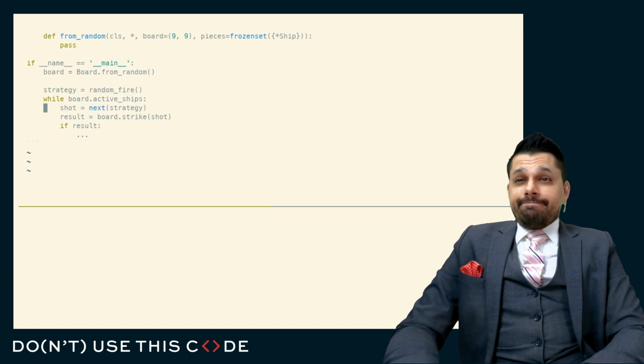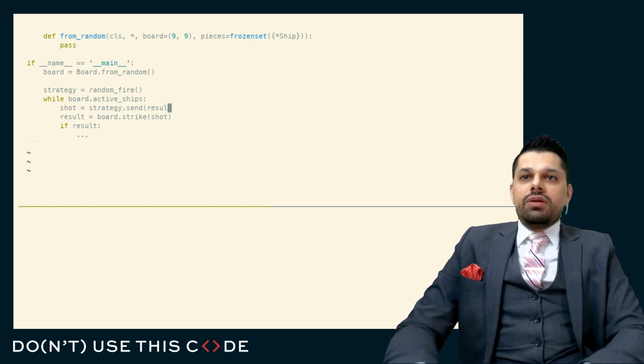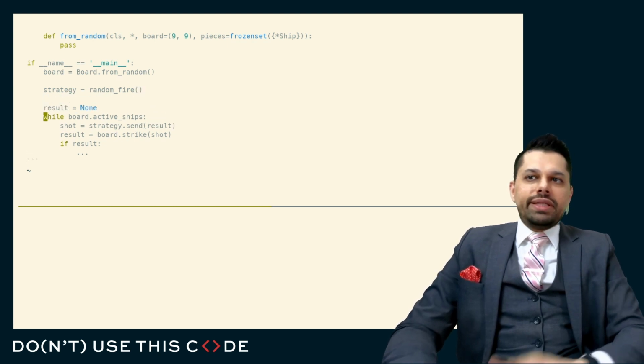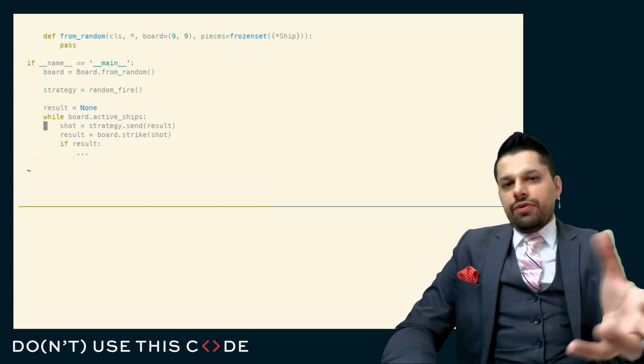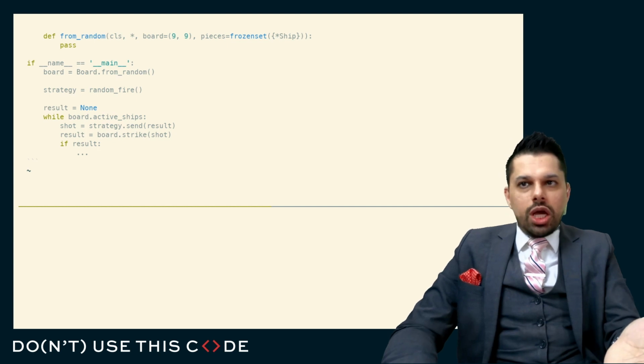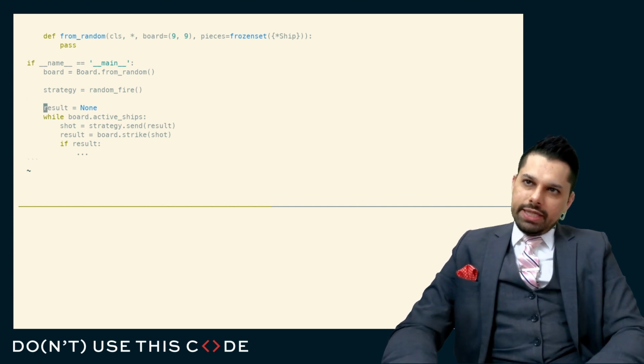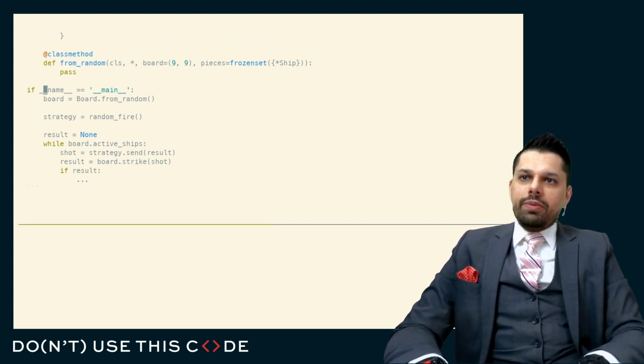Again, I think this makes a lot of sense because what I can do is send back into it the previous result. And so here I can say my first result is always none because nothing's happened yet. This gives me a little bit of an insight into the fact that the very first shot is always a shot in the dark.